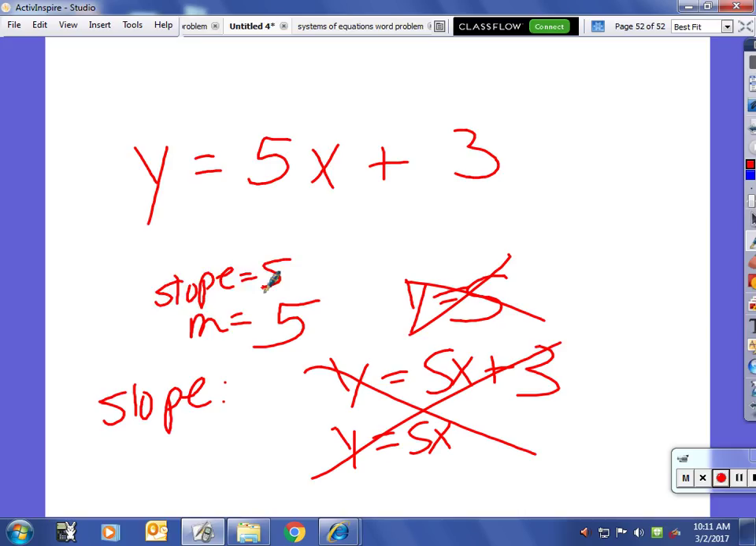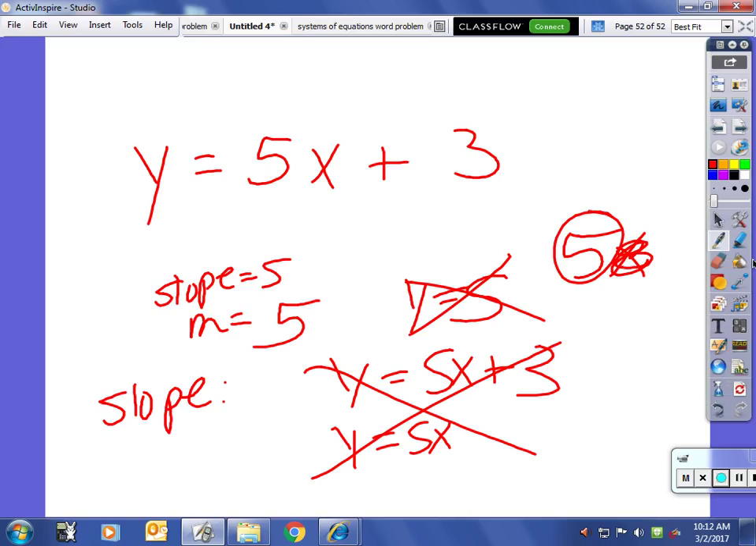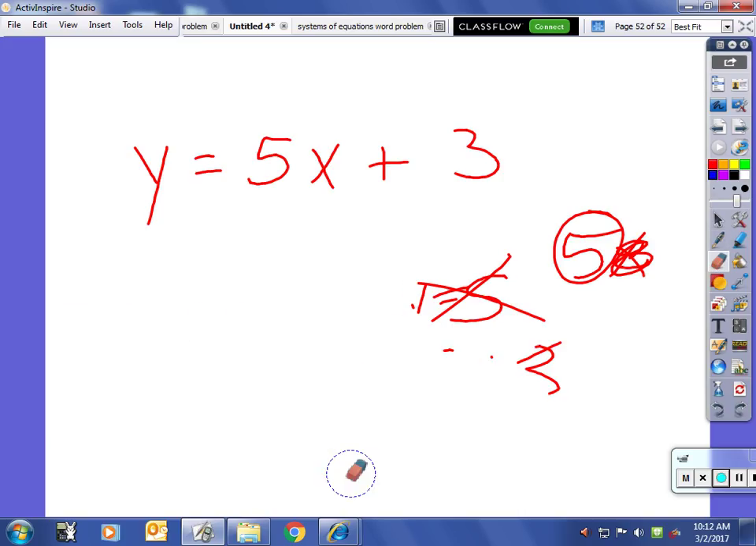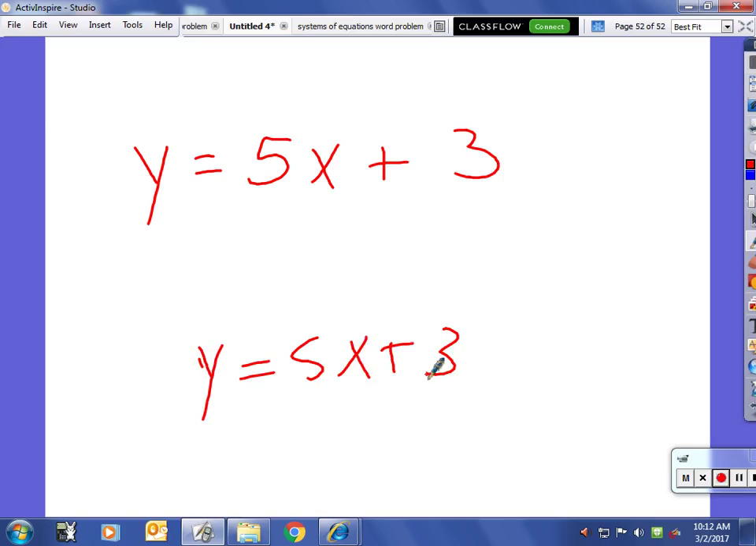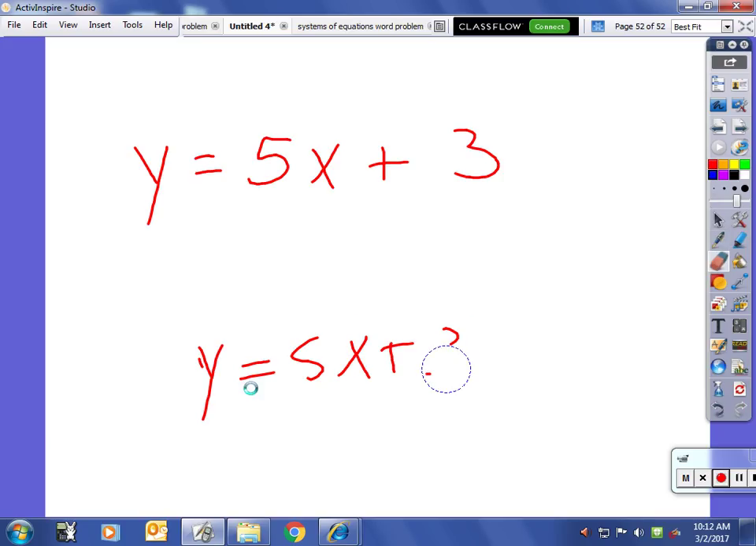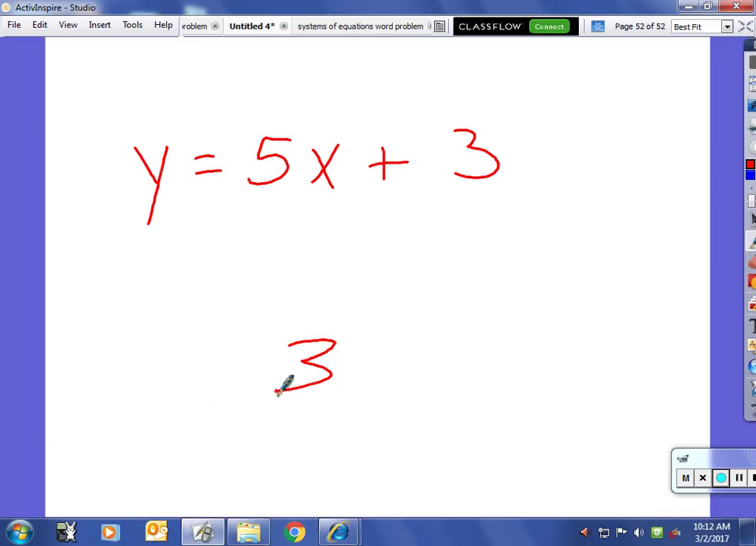And you know what even drives me crazier? When kids tell me the slope is 5x. That drives me insane. Slope is a number. It is a number. Okay, because listen up, guys. What if I'd asked you for the y-intercept? If I ask you for the y-intercept and you put y equals 5x plus 3, I'm counting it wrong. If I ask you for the y-intercept, what do you put? 3. Shh. Okay, so please answer the question the way it is asked.